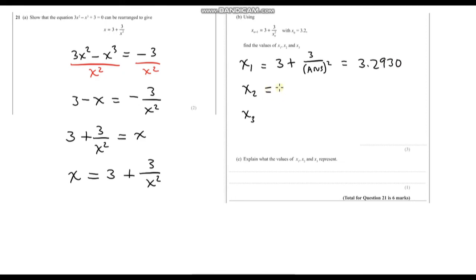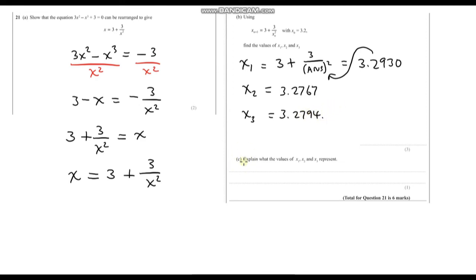2930. Now for x sub 2, all we need to do with our calculator is press equals, because it's saved. This is effectively our new answer that we're going to input into our formula. So all we need to press is equals, and it gives us our second answer, which is 3.2767. And then exactly the same for x sub 3, press equals, and we get 3.2794. So those are our 3 answers.